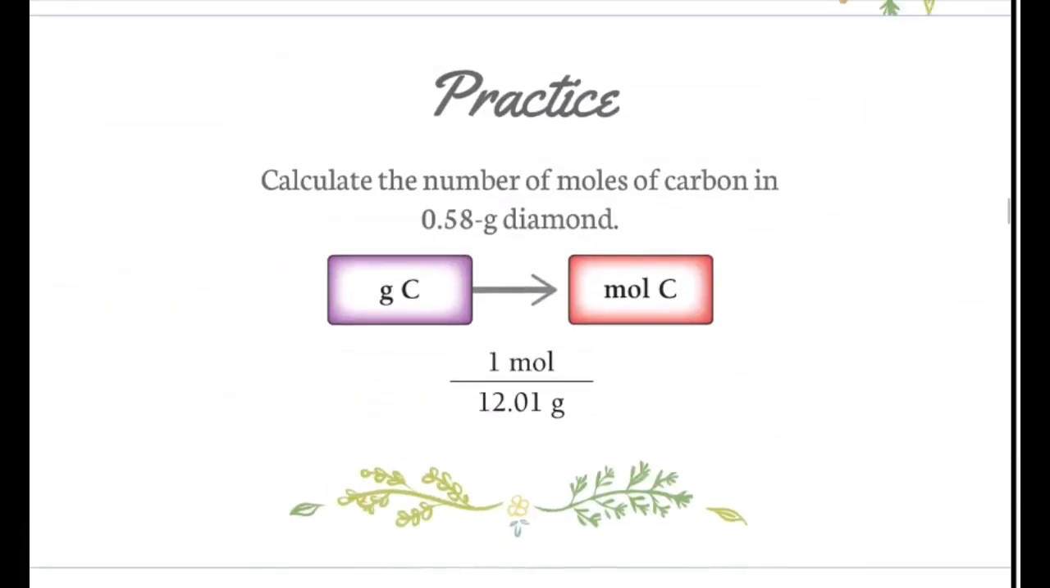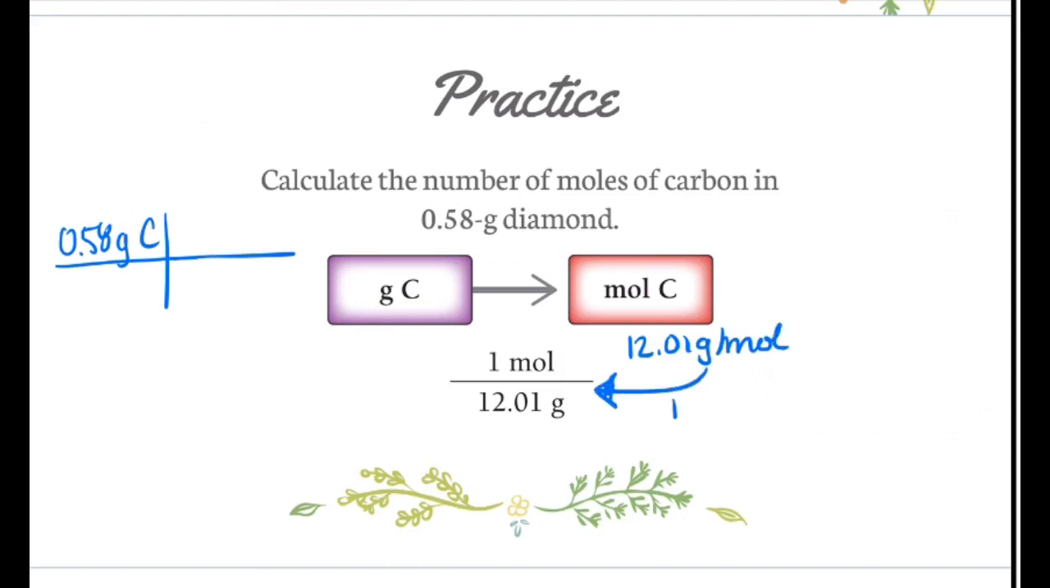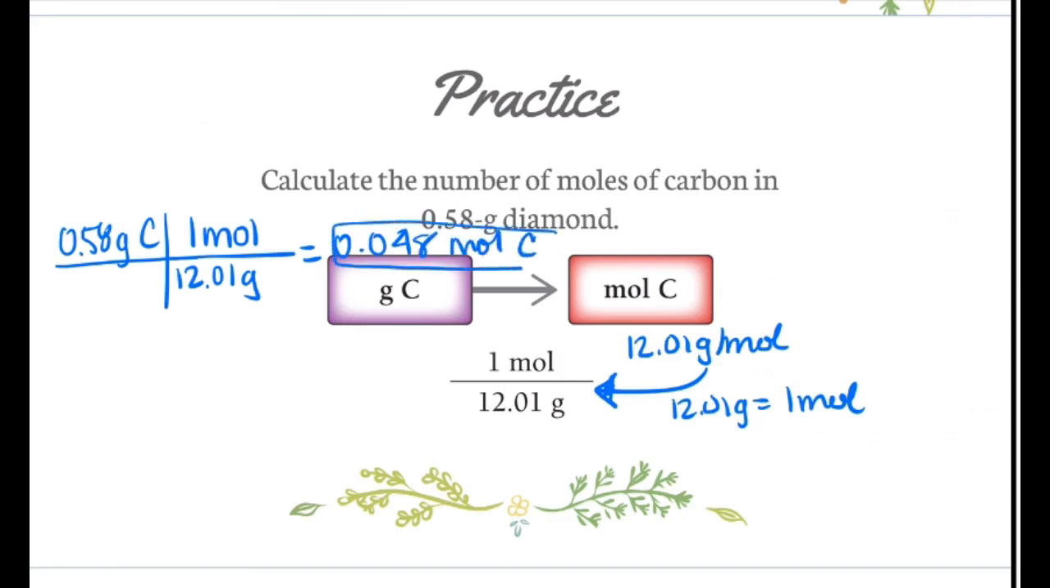So let's try it. Calculate the number of moles of carbon in a 0.58 gram diamond, which is just pure carbon. Okay, so I have 0.58 grams of carbon. I know the molar mass of carbon is 12.01 grams per mole. Because it's grams per mole, I can write it as a conversion factor. That's how many grams equals 1 mole, so I can put it as a fraction. I need the grams to go on the bottom, and I want moles to go on top here. So I have 0.58 divided by 12.01, and I get 0.048 with sig figs. That's how many moles of carbon in that sample of diamond.